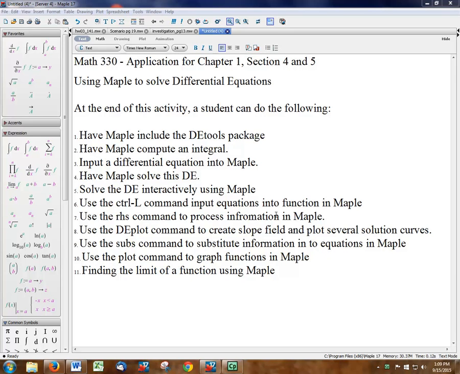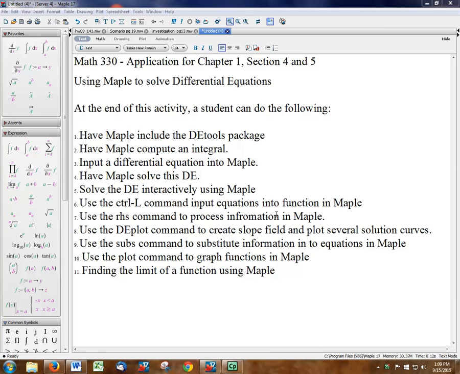Alright everybody, welcome back to Math 330. We're going to talk about applications for Chapter 1, Sections 1 and 5. So it's solutions of differential equations or separable differential equations and the standard form or using the integrating factor. And I'm going to show you how to use Maple to help you solve these differential equations.